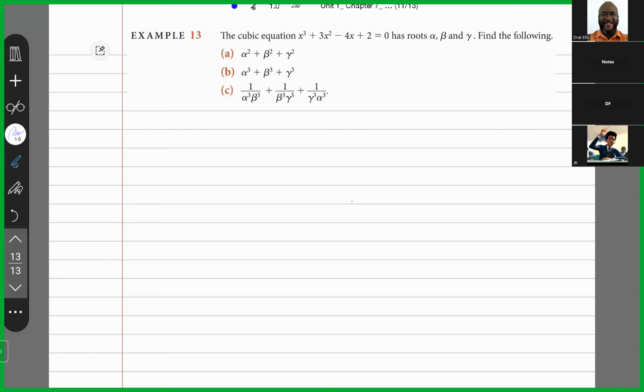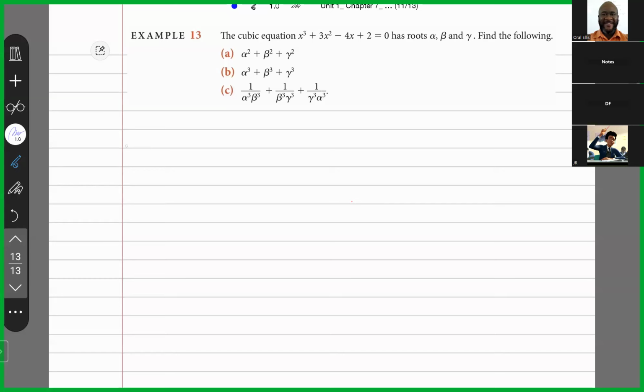All right, so example 13, again, the cubic equation x cubed plus 3x squared minus 4x plus 2 is equal to 0 has roots alpha, beta, and gamma. We're to find A, alpha squared plus beta squared plus gamma squared. As usual, we need to find the sum of the roots, the sum of the product of the roots two at a time, and the product of the roots.